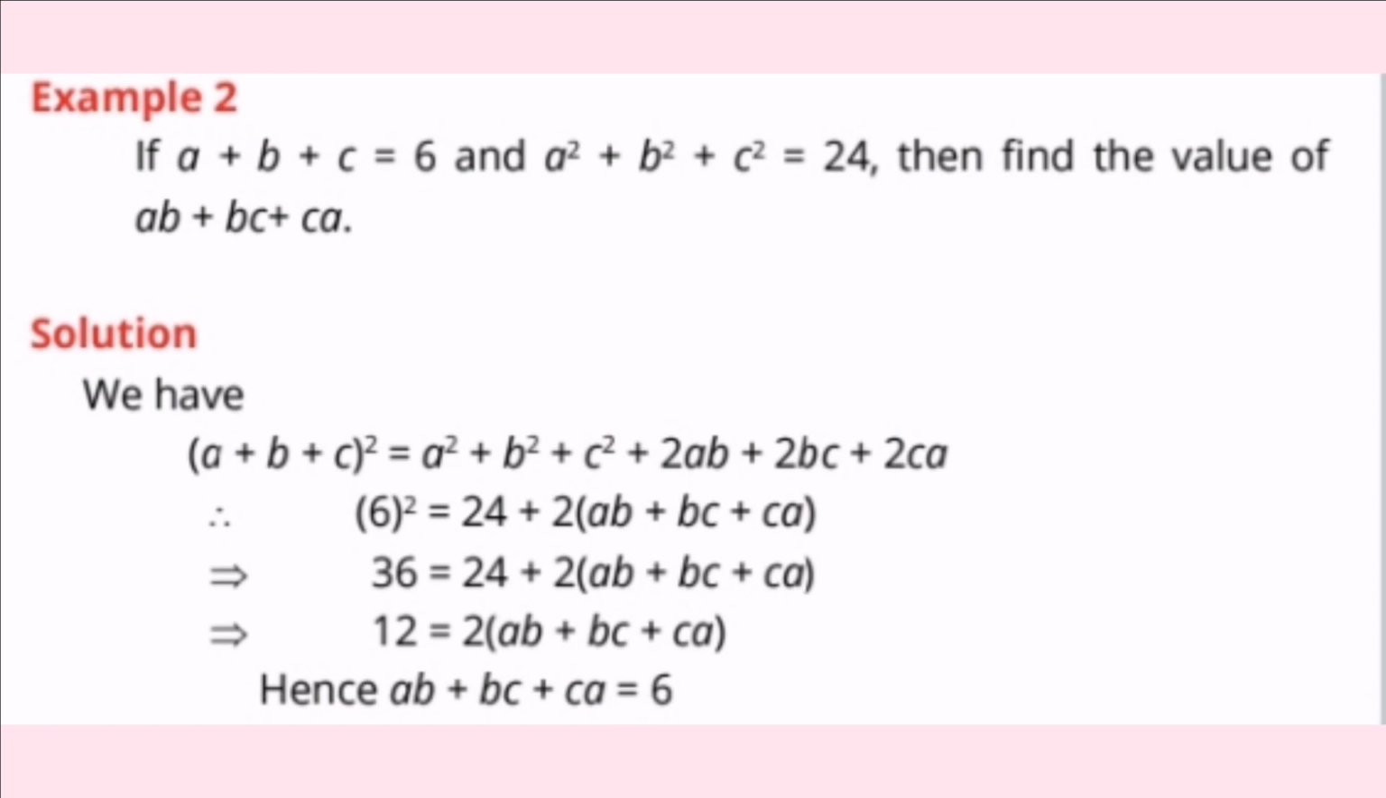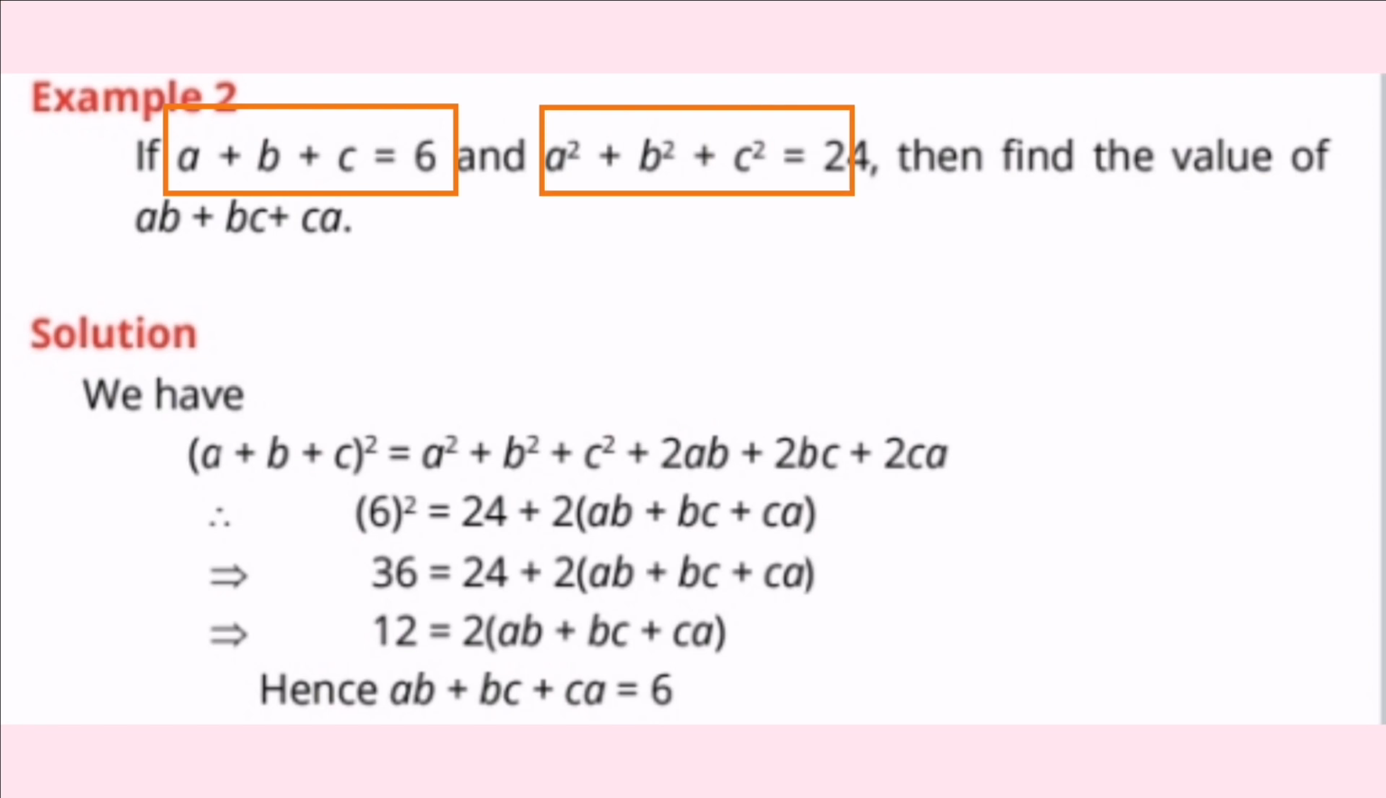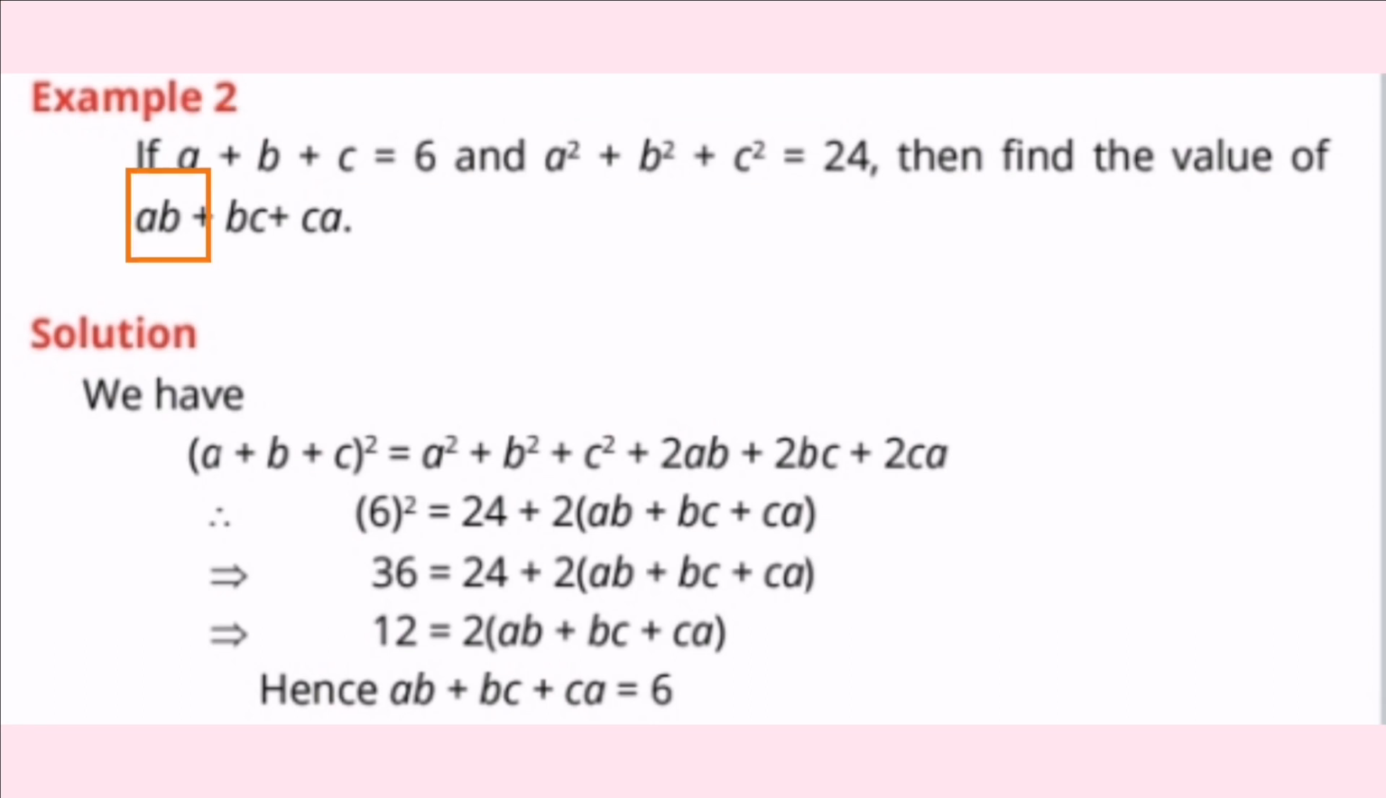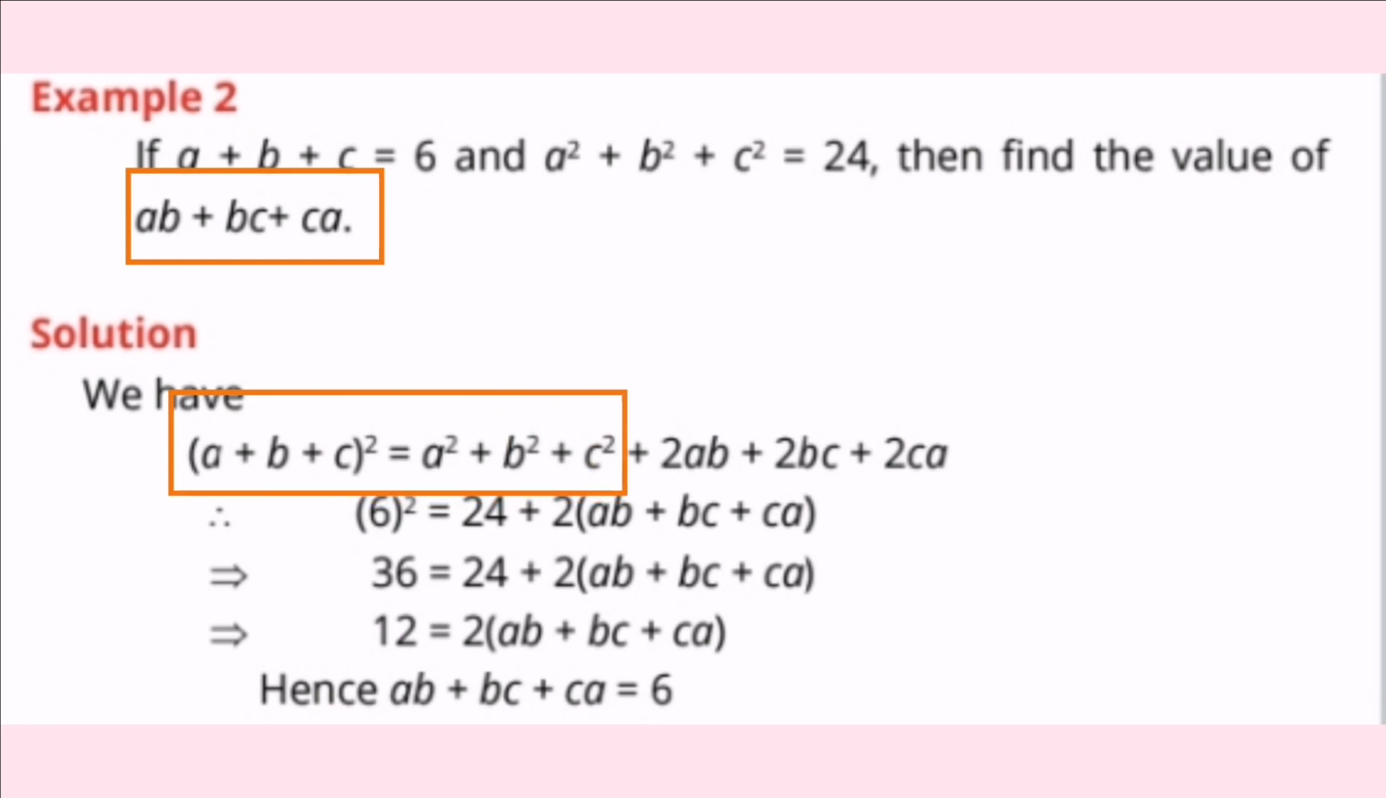In example 2, given that a plus b plus c is equal to 6 and a square plus b square plus c square is equal to 49, then find the value of ab plus bc plus ca. Now we know that again (a plus b plus c) whole square is equal to a square plus b square plus c square plus 2 times ab plus 2 times bc plus 2 times ca.